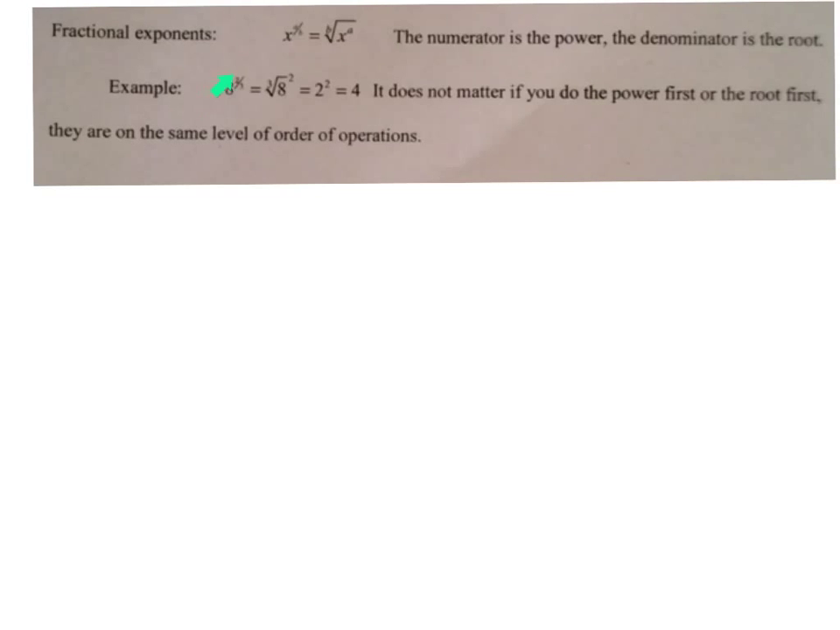Okay, so this example here, 8 to the 2 thirds, you could read this as 8 squared cube rooted, or the cube root of 8 squared. You can write it like this as a radical, and sometimes that's the task. And the cube root of 8, of course, is 2, and 2 squared is 4.